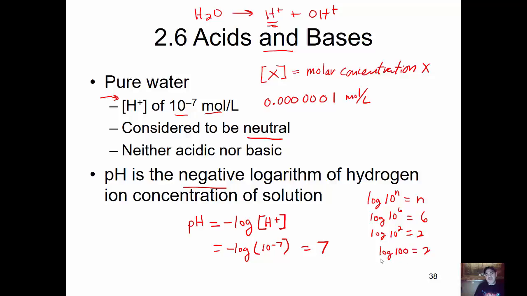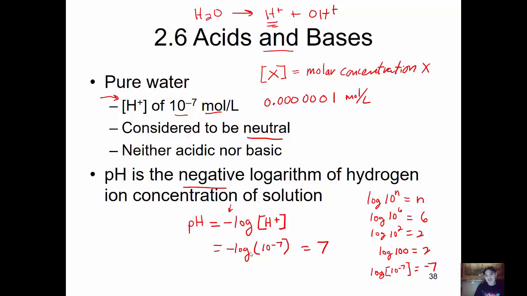So if we have a small number, say log of, like we said up here, 10 to the negative 7, when we're talking about the concentration of hydrogen ions. So the log of 10 to the negative 7, well, the answer is supposed to be the exponent, which is negative 7. Okay, so we're talking about the pH of pure water. Concentration of hydrogen ions is 10 to the negative 7. So when we plug that in there, if we don't have this negative sign, the formula does have a negative sign right there, then the answer should be negative 7.